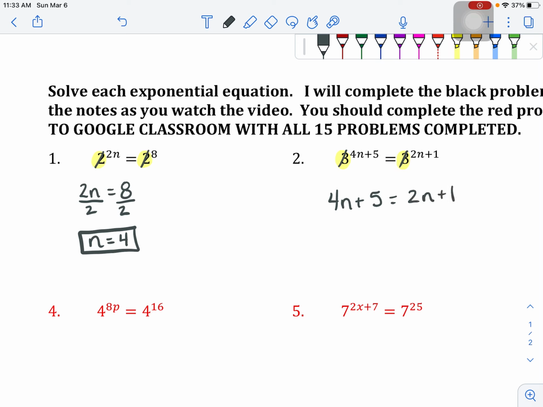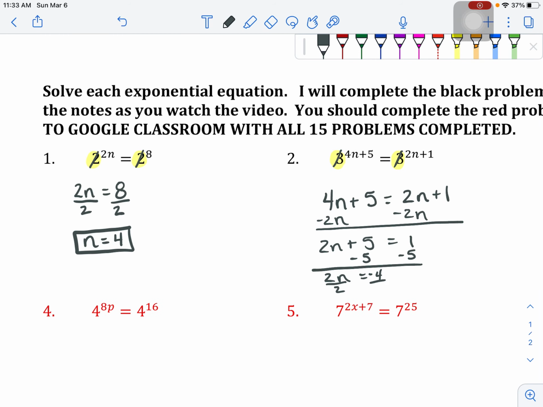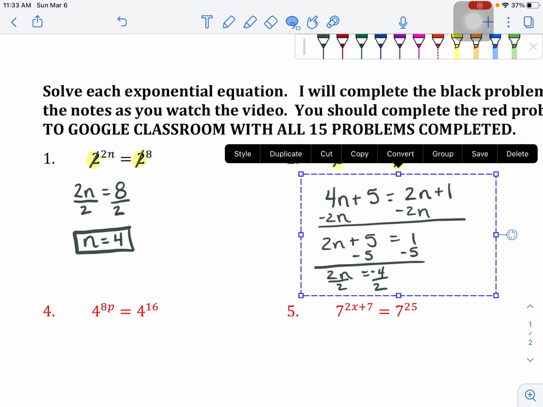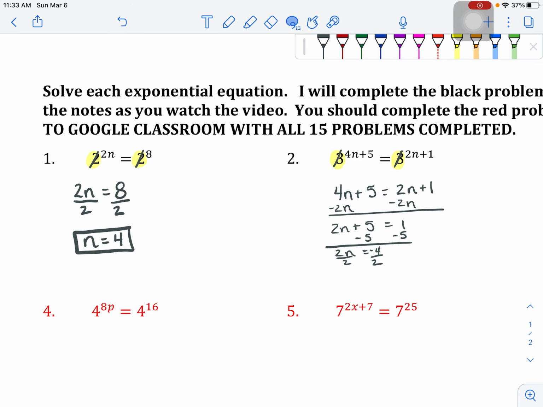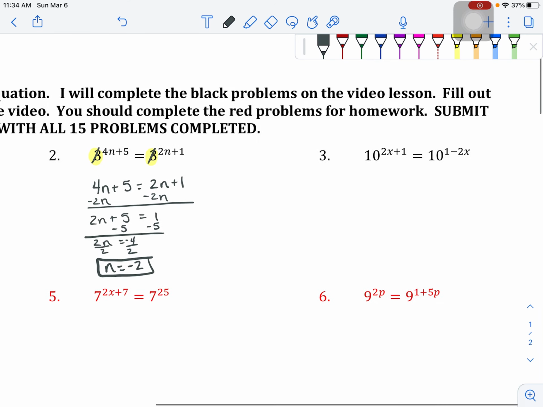We have to bring the n's together. So subtract 2n. 2n plus 5 equals 1. Get the 5 out of there. 2n equals negative 4. And divide by 2. So n equals negative 2. Okay?